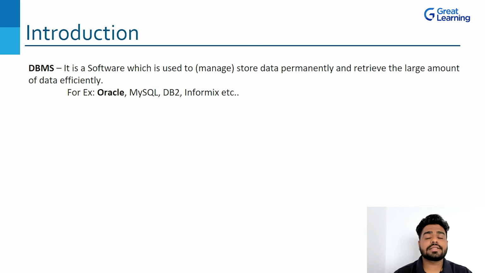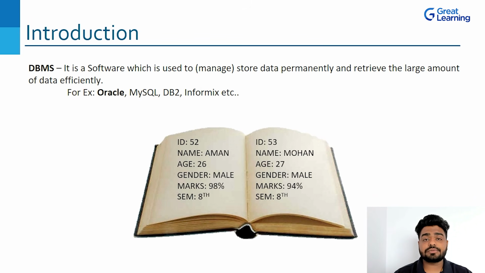Now this is where the concept of software comes in, which is database management software. This is one software which is used to manage and store data permanently and retrieve large amounts of data efficiently. And this is what people were looking for. Now this has many examples. We have Oracle database, MySQL database, DB2, Informix, and a lot more. So this is one of the particular software which we now use, right?